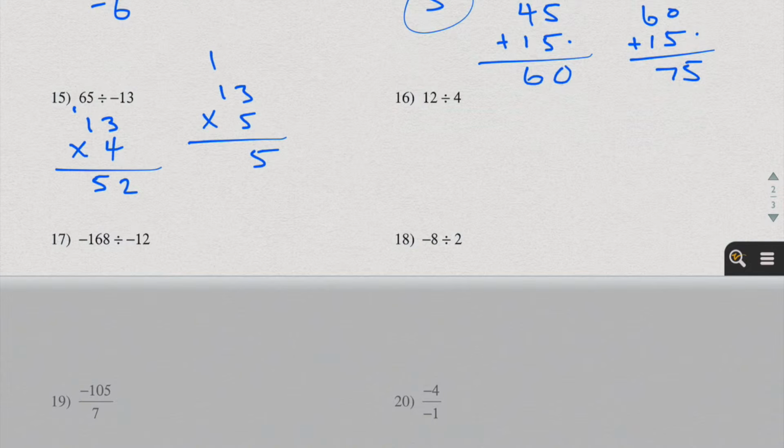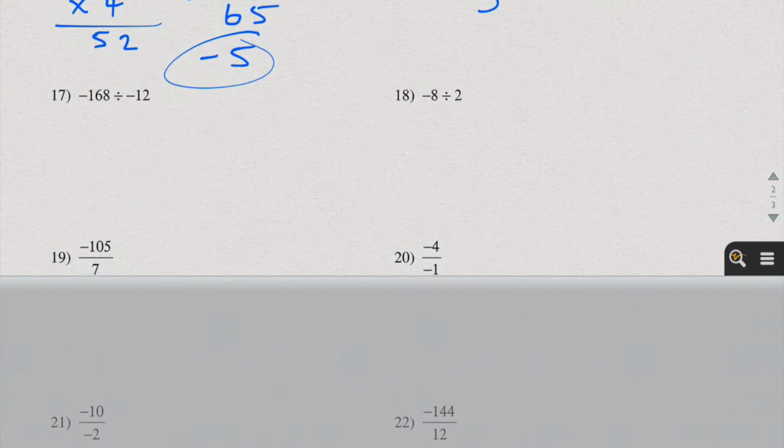5 times 1 is 5, plus 1 is 6, so 65. So we know that 13 times 5 is 65, which means 65 divided by 13 is 5. We have to keep in mind the sign, so we know it's going to be a negative 5. Number 16. 12 divided by 4 is 3, both positive, so our answer is positive.